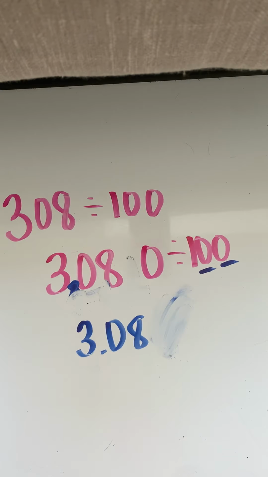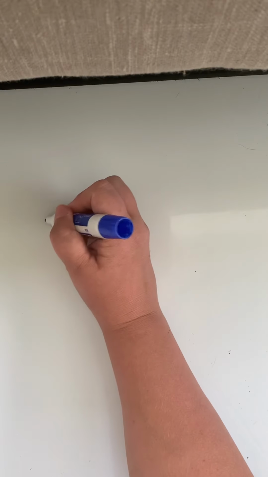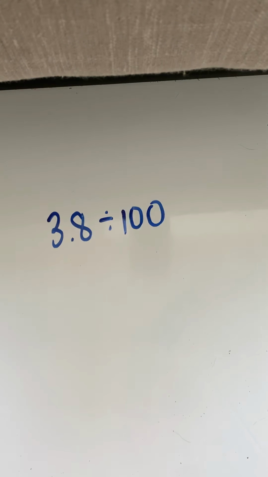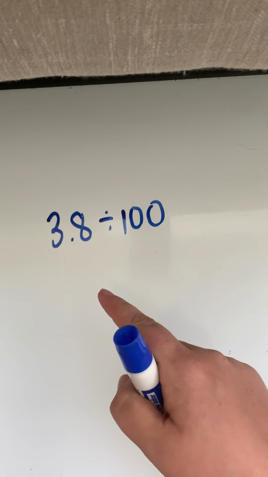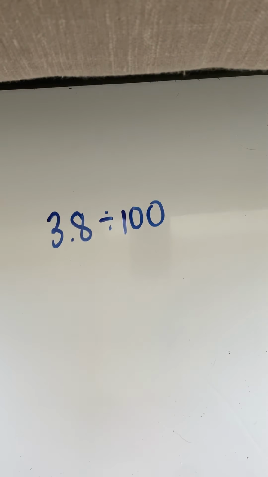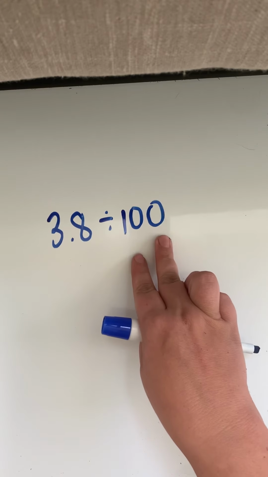All right, let's go ahead and try a couple others together, and then I'm going to let you try a few on your own. Let's take a look at 15. So this time we have 3.8 divided by 100. And I know that since I'm dividing, I'm going to be moving my decimal place left. Great. Now, how many places am I going to move it? 2, because I have 2 zeros right there in my 100.